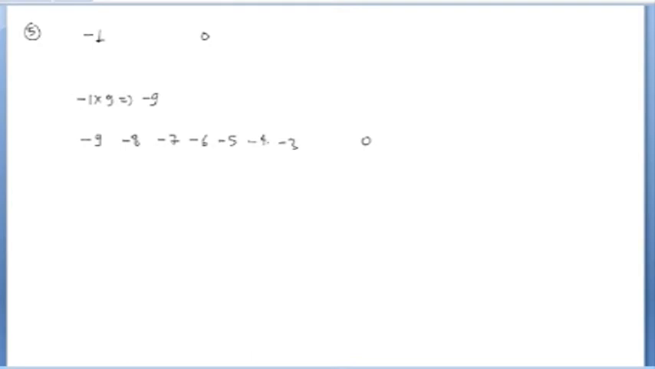1, 2, 3, 4, 5, 6. Okay, minus 2, minus 1. So these are rational numbers between minus 1 and 0. So it is an alternative method.